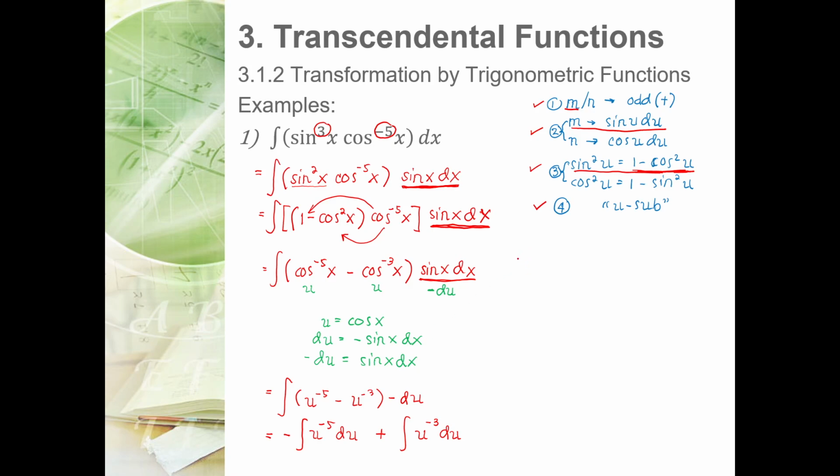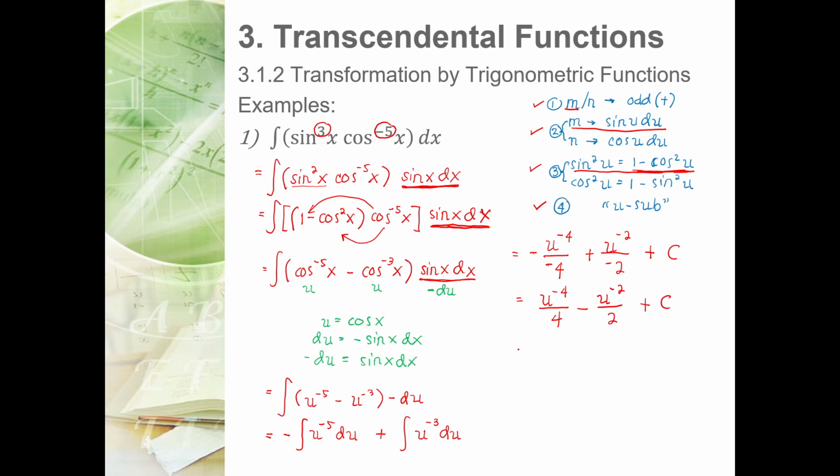So next, we can now integrate using the basic formula. So the first term is negative u to the power of negative 4 all over negative 4. Then plus u to the power of negative 2 all over negative 2 plus c. So negative, negative, that's positive. So u to the power of negative 4 all over 4 plus, so instead of plus, that's plus times negative 1, so that's minus. Okay, so u to the power of negative 2 all over 2 plus c.